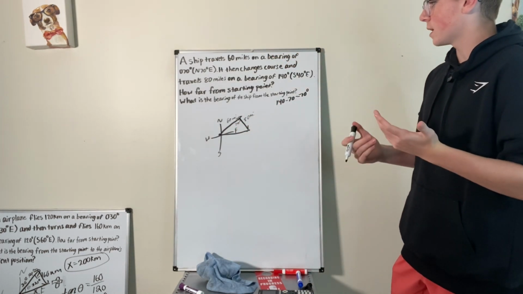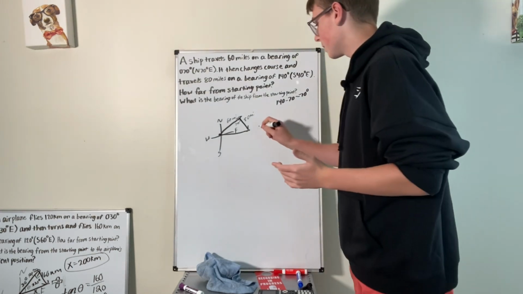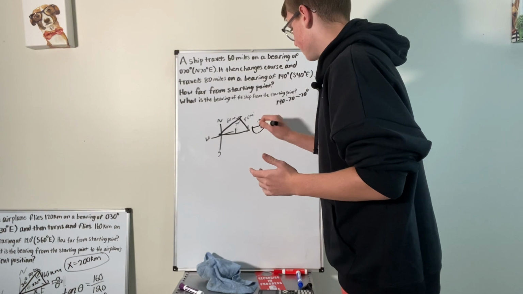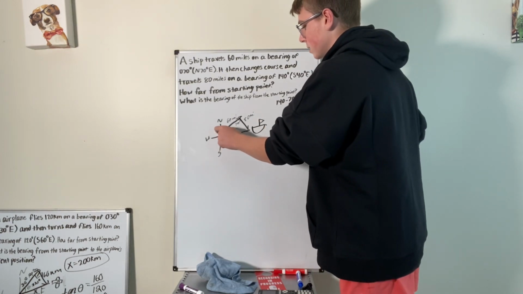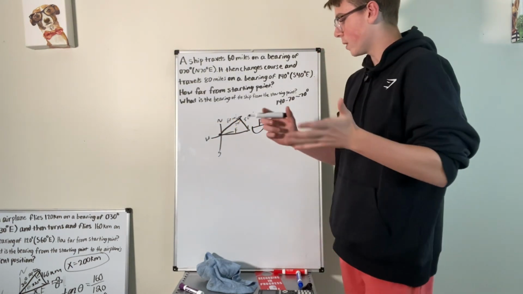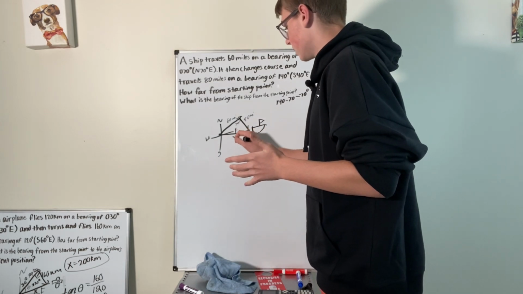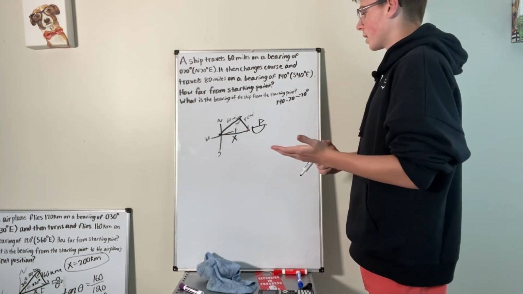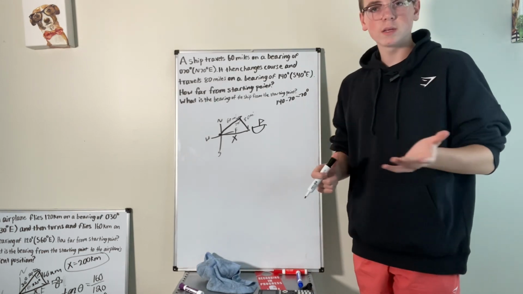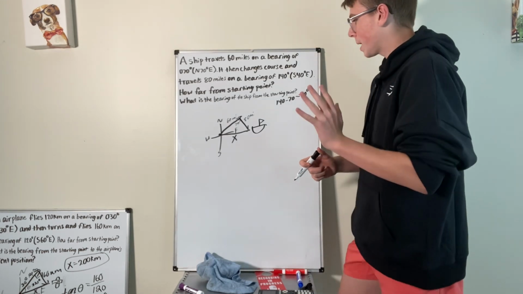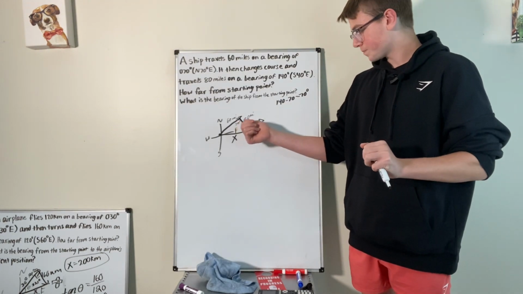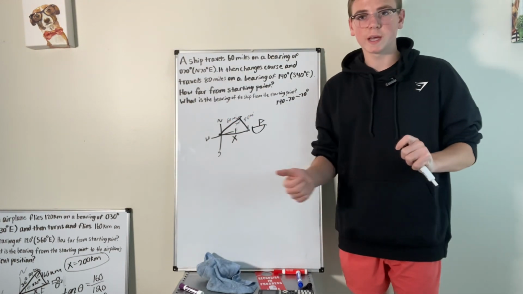Now, what do we have to find? How far is the boat from the starting point? So this right here is our boat, and this is our starting point. Okay, so how far is the boat? Well, clearly this little X right here is how far the boat is. And then what is the bearing of the ship from the starting point? We can do that afterwards. Okay, so how far from the starting point? Well, we have this angle and we have two sides.